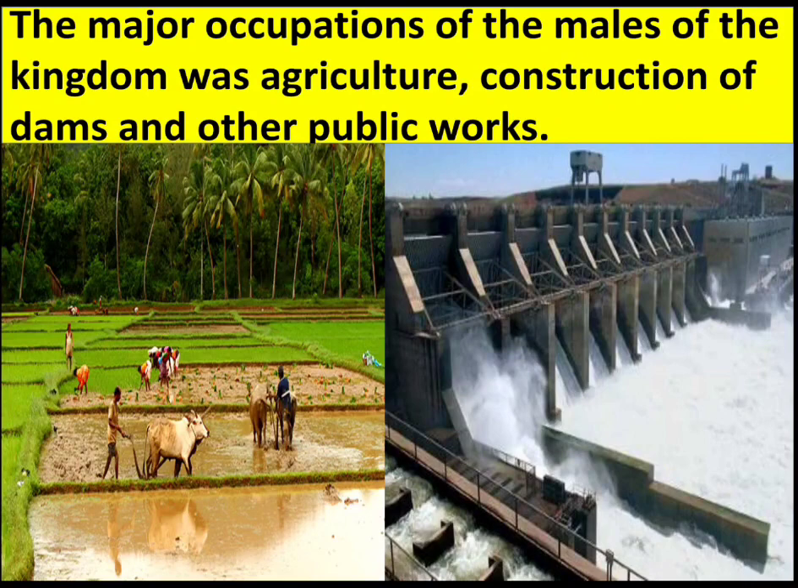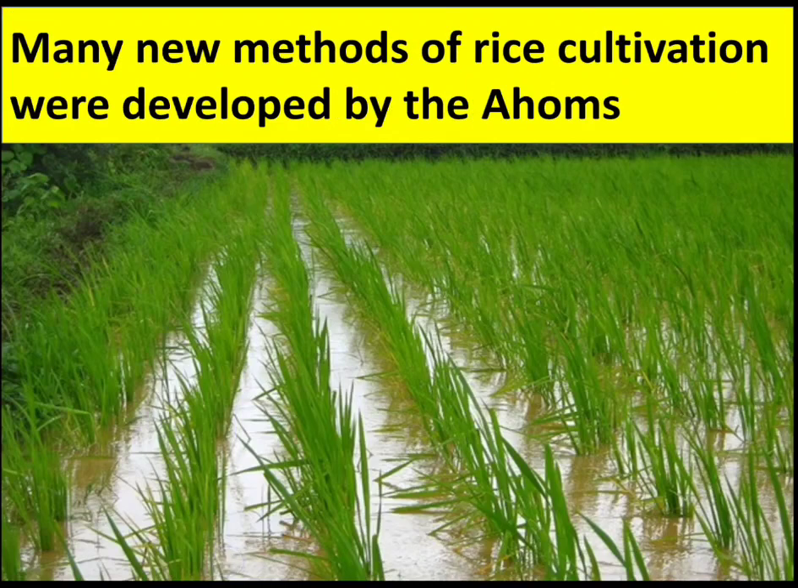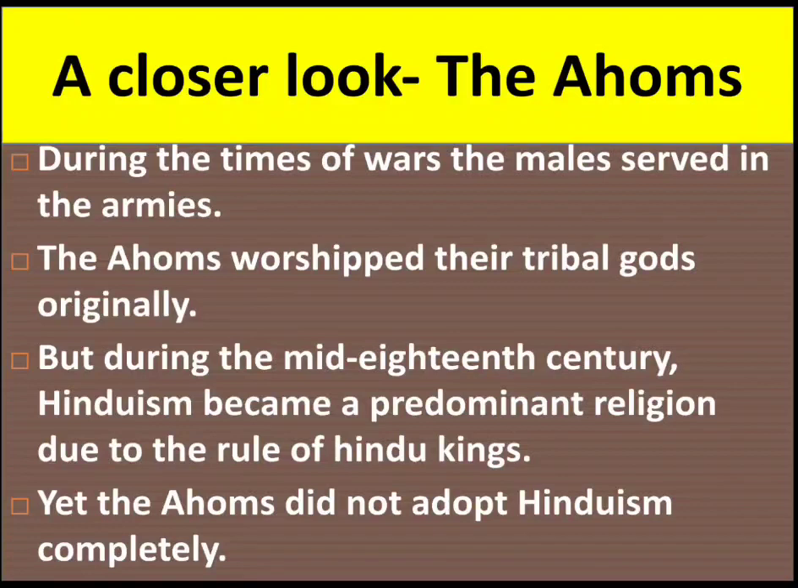The major occupation of the males of the kingdom was agriculture, construction of dams, and other public works. Many new methods of rice cultivation were developed by the Ahoms. During the time of war, the males served in the armies.